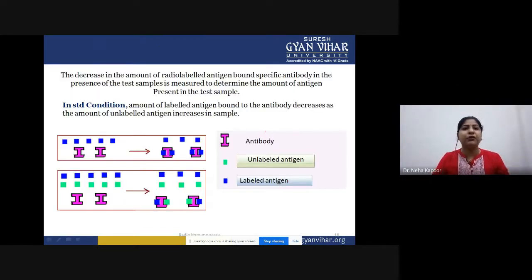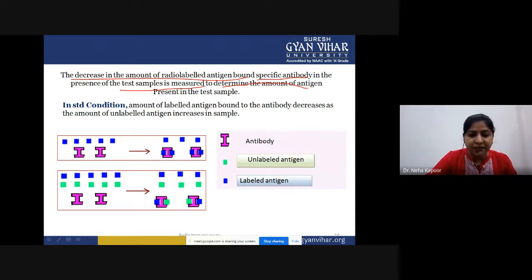So depending upon the free concentration of these antigens, we can go for detection of how much antigen is present. Because the decrease in the amount of radio labeled antigen bound specifically to the antibody in the presence of test sample is the main principle that we use to determine the amount of antigen. In the standard condition, the labeled antigen bound to the antibody decreases as we go on adding more unlabeled antigen. Now see this diagram also.